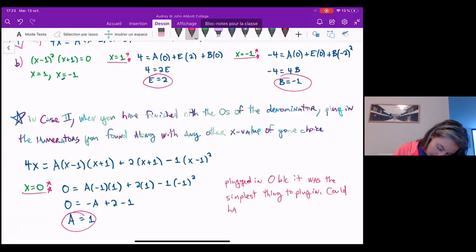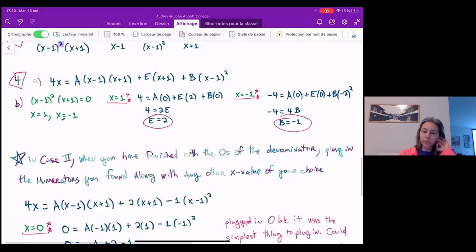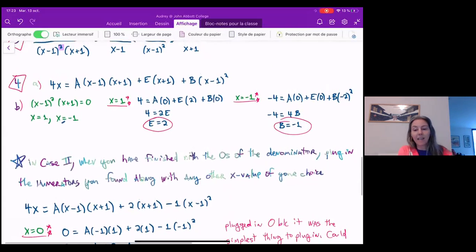So I could have picked any other x value not already plugged in. Okay, so step 5. That was our step 4. We solved for our numerators. Step 5 is now to go back and rewrite the integral and solve.